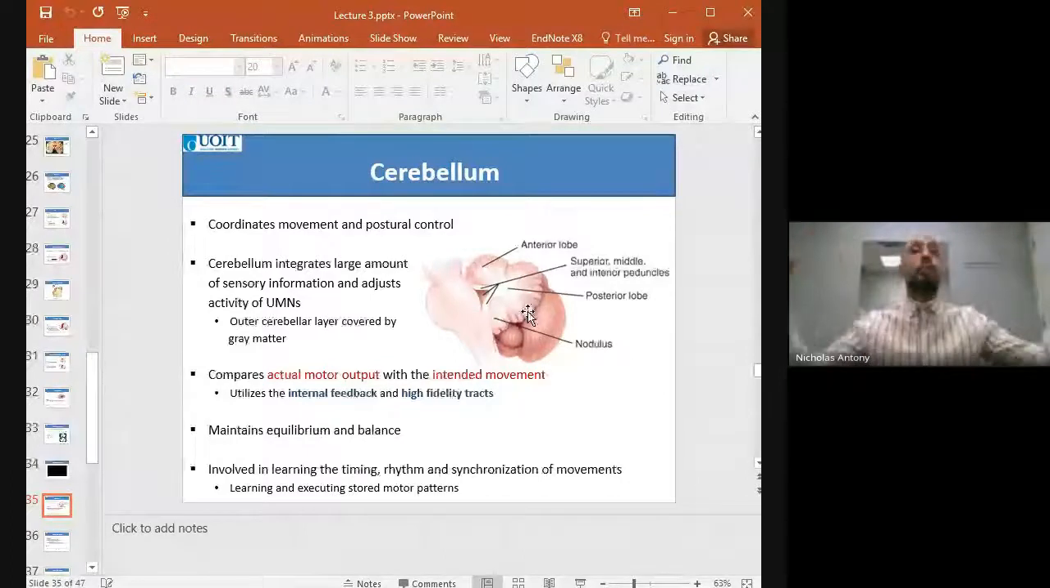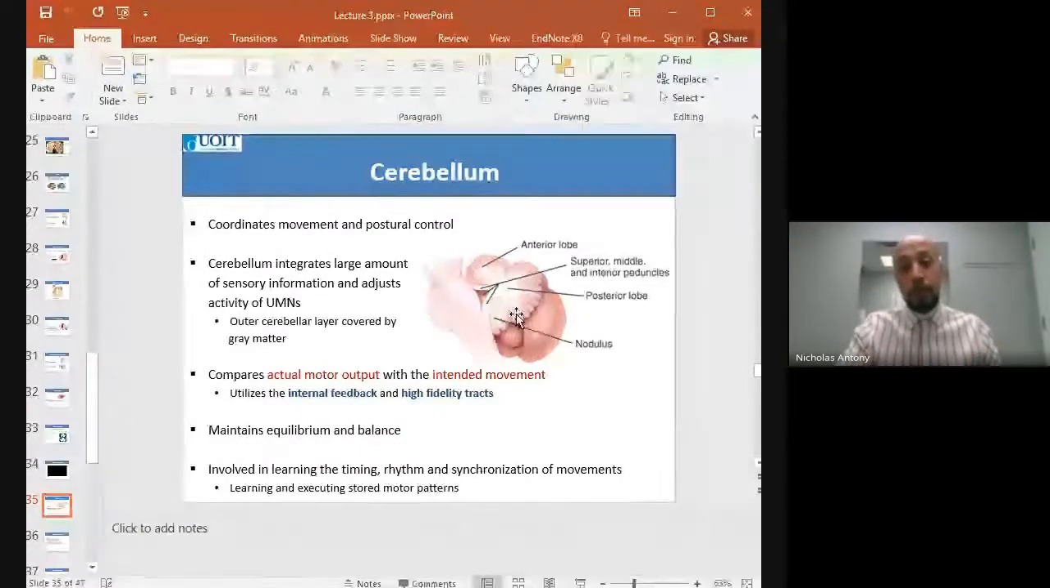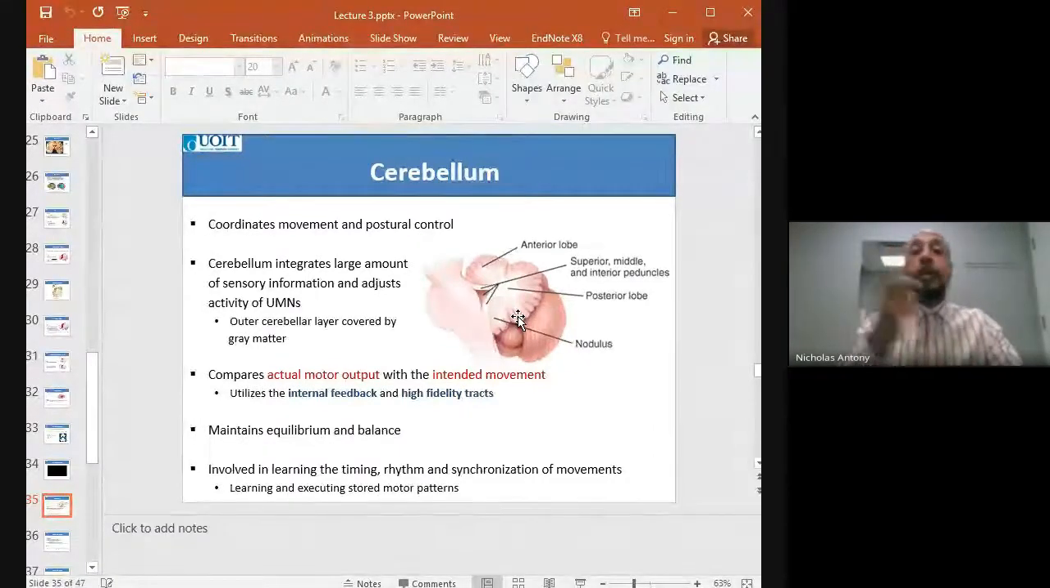Now think of all the different motor skills that we are really good at. All of that information has to be stored in the cerebellum. And so for next lecture, when we talk about motor programs, now you can remember that this is where that's getting stored.